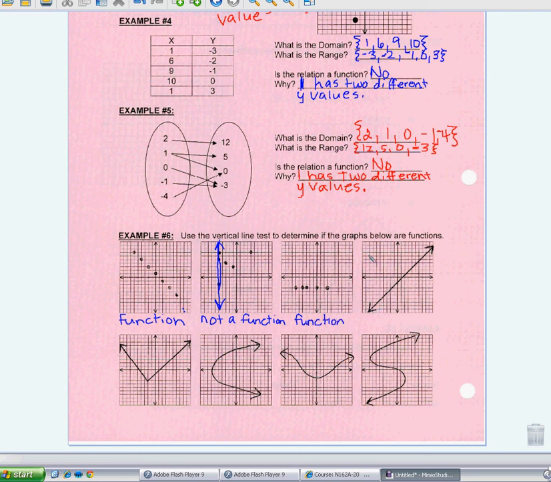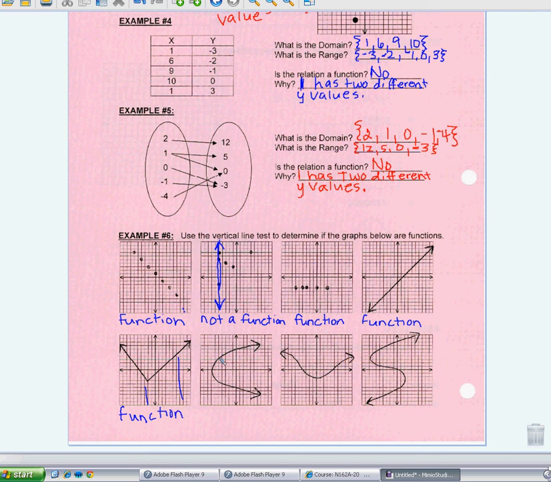Here I have a line, so that means I have an infinite number of points. But if I pass the vertical line through there, I'm only touching one of those points at a time. So this fourth one is a function. Fifth graph, this is called an absolute value graph. And if I put my vertical line through, I only touch one point at a time, which is a function.